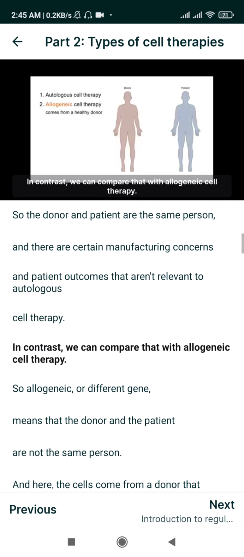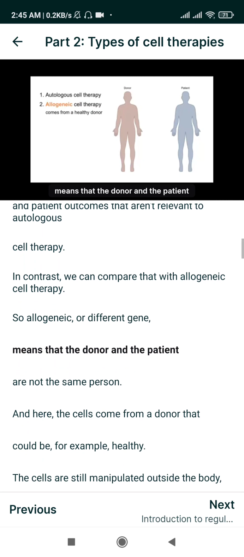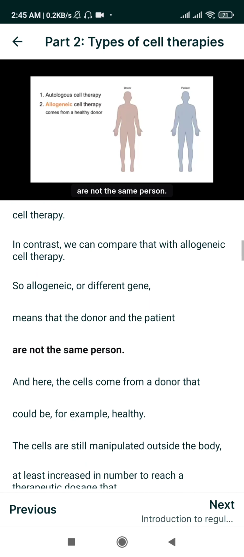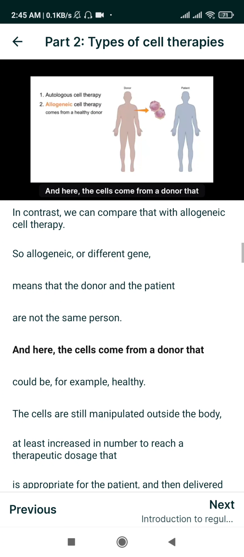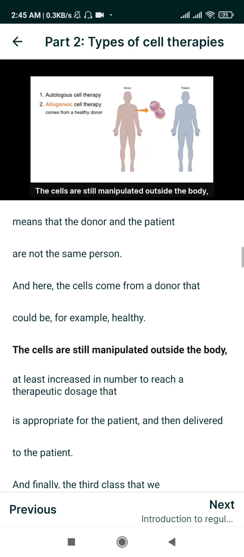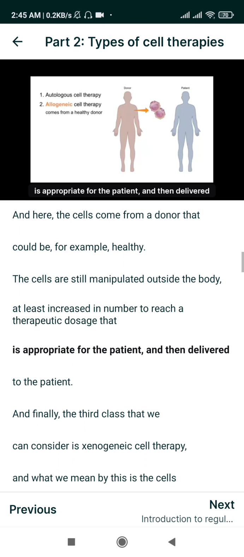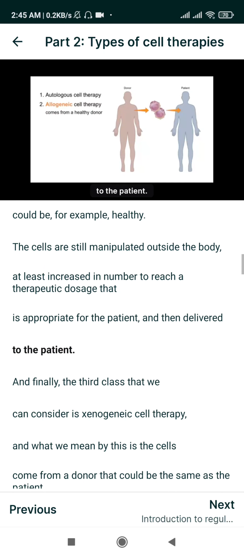In contrast, we can compare that with allogeneic cell therapy. So allogeneic, or different gene, means that the donor and the patient are not the same person. And here the cells come from a donor that could be, for example, healthy. The cells are still manipulated outside the body, at least increased in number to reach a therapeutic dosage that is appropriate for the patient, and then delivered to the patient.